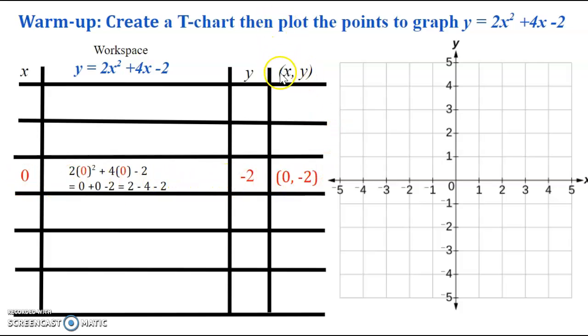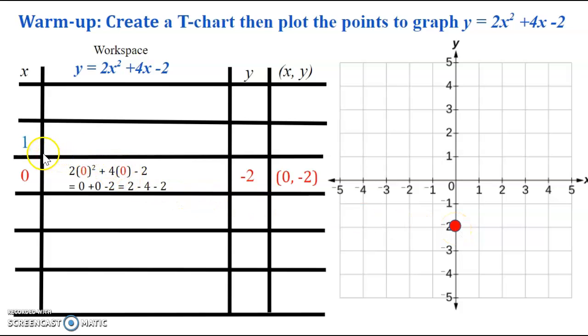Remember, when you're using the coordinate notation, x is the first number, y is the second number. So then I can plot this right here. 0 is the horizontal value, negative 2 is my vertical value, right there.